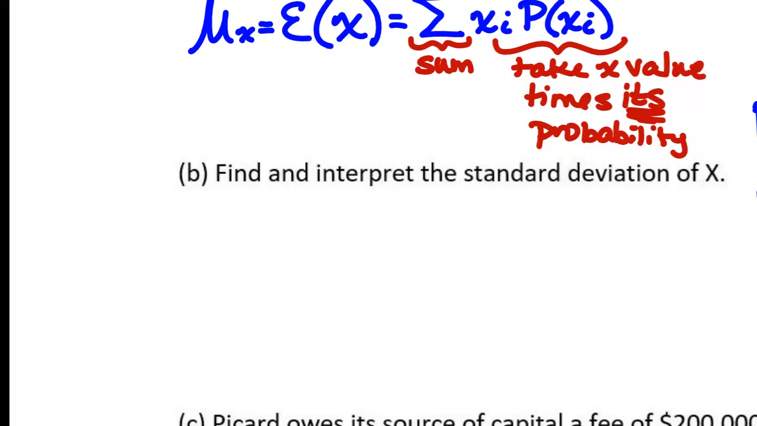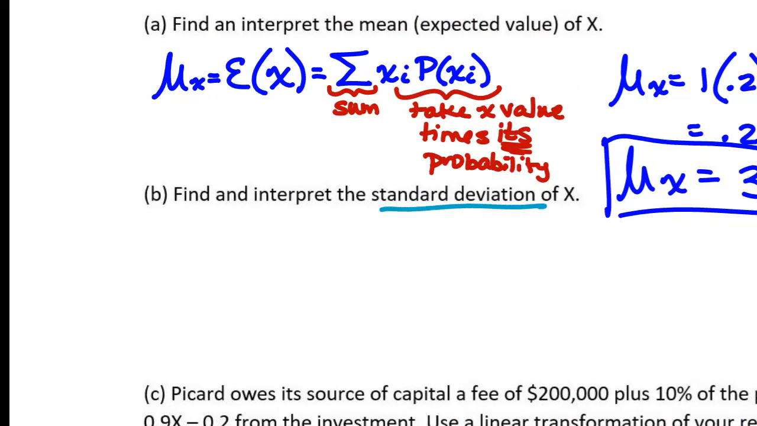And then we have standard deviation. You can do this one of 2 ways. You can do it by hand. It's small enough to do by hand. Or you could do what? You can do it on your calculator. Do you guys want me to demonstrate how to do it on the calculator?